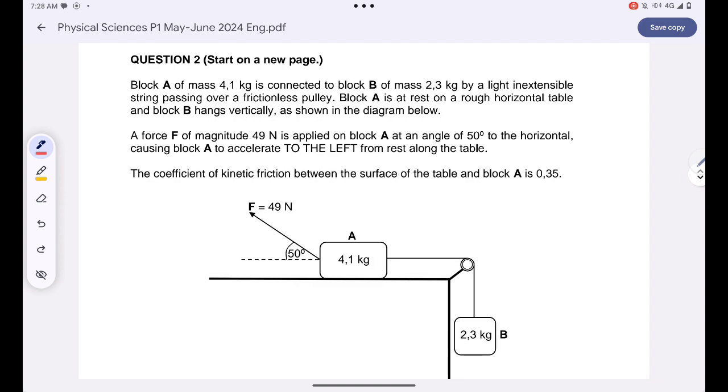This is the second video, guys. It simply means I'm answering the second question from the May-June 2024 Physical Sciences Paper 1 examination. Please note that the other videos will be uploaded as well, and each and every question will have its own video, because I'm avoiding long videos, né?